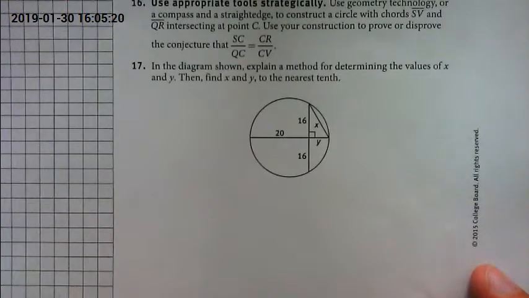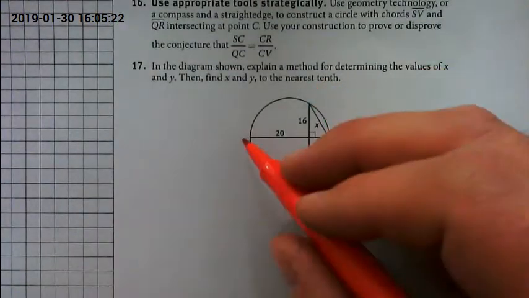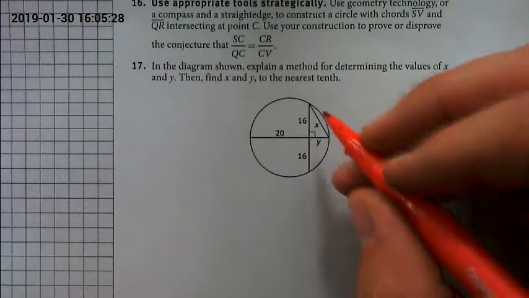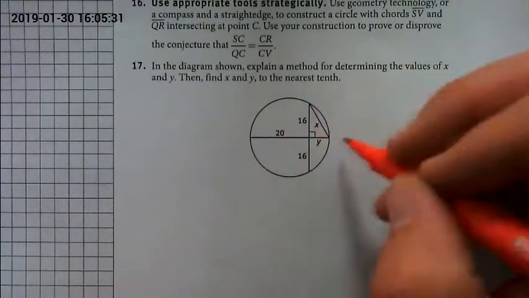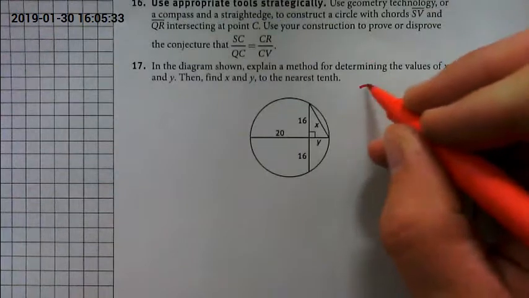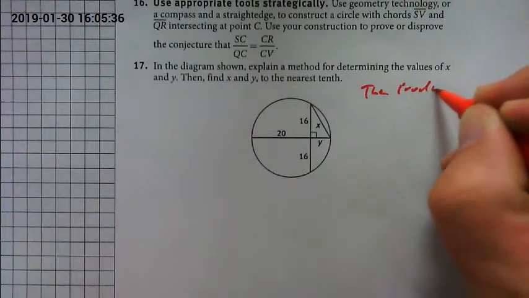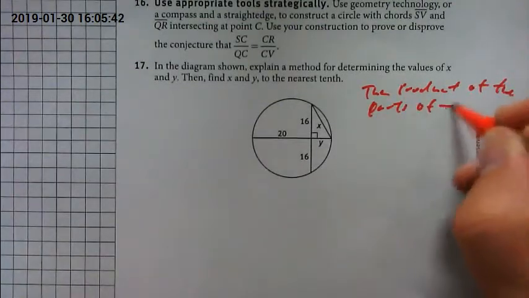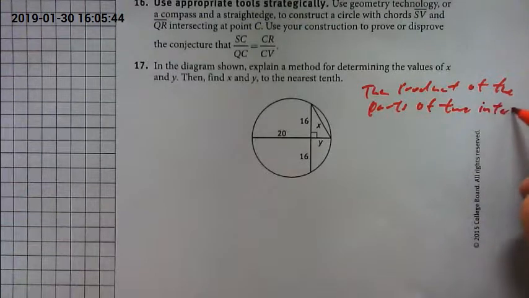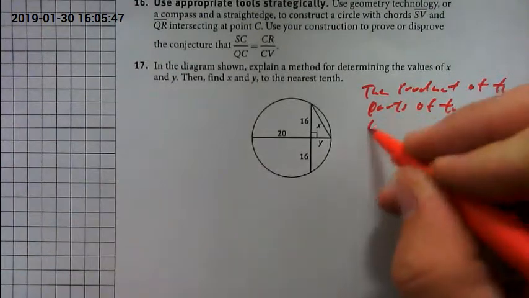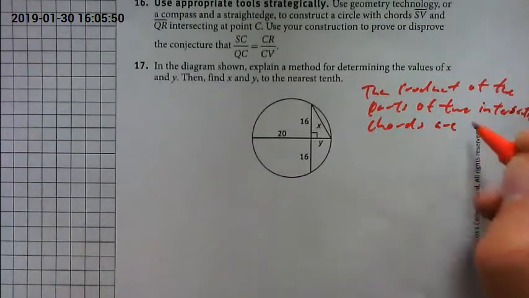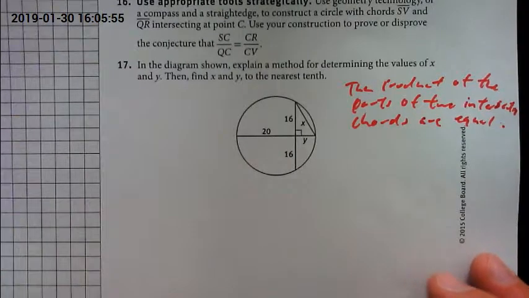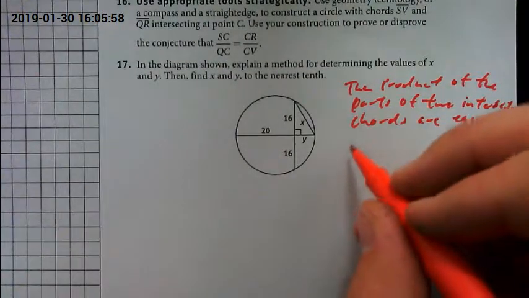So there are two properties you have to use on this problem. First, looking at this, we have two chords that intersect. So the first property that we have to use here is the product of the parts of two intersecting chords are equal. Right? Once you do that and find y, then you're able to find x by using the Pythagorean theorem.